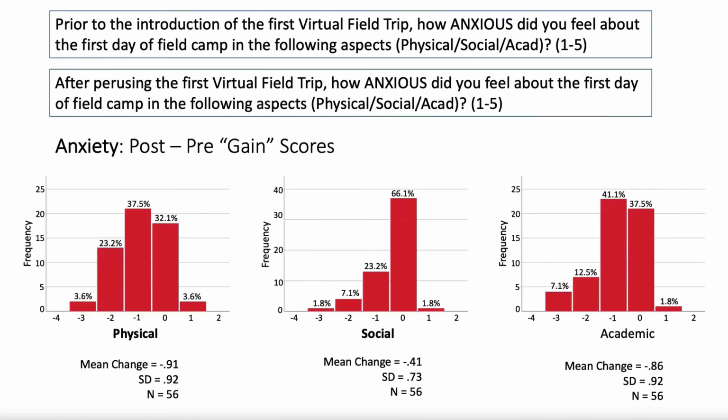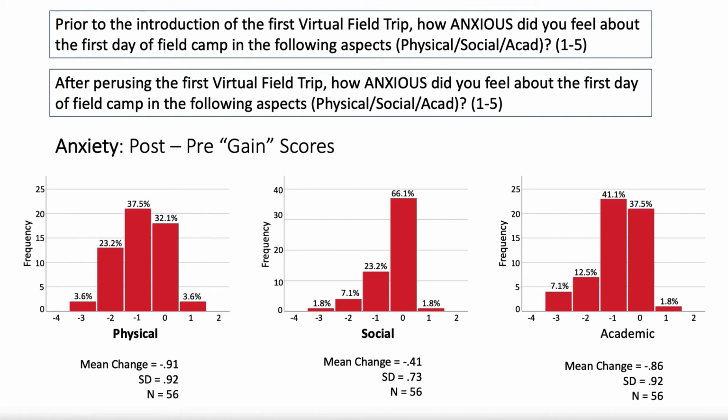a closer look. These are the gain scores for pre and post treatment. We're looking at the change between answers to these 2 questions. Prior to the introduction of the first virtual field trip, how anxious did you feel? And after perusing the virtual field trip, how anxious did you feel? In these 3 categories: physical, social, and academic. For those not familiar with gain scores, this is a measure of the change in reported value from the pre-treatment to the post-treatment, in this case the treatment being the virtual field trip. The 0 column is no change at all.